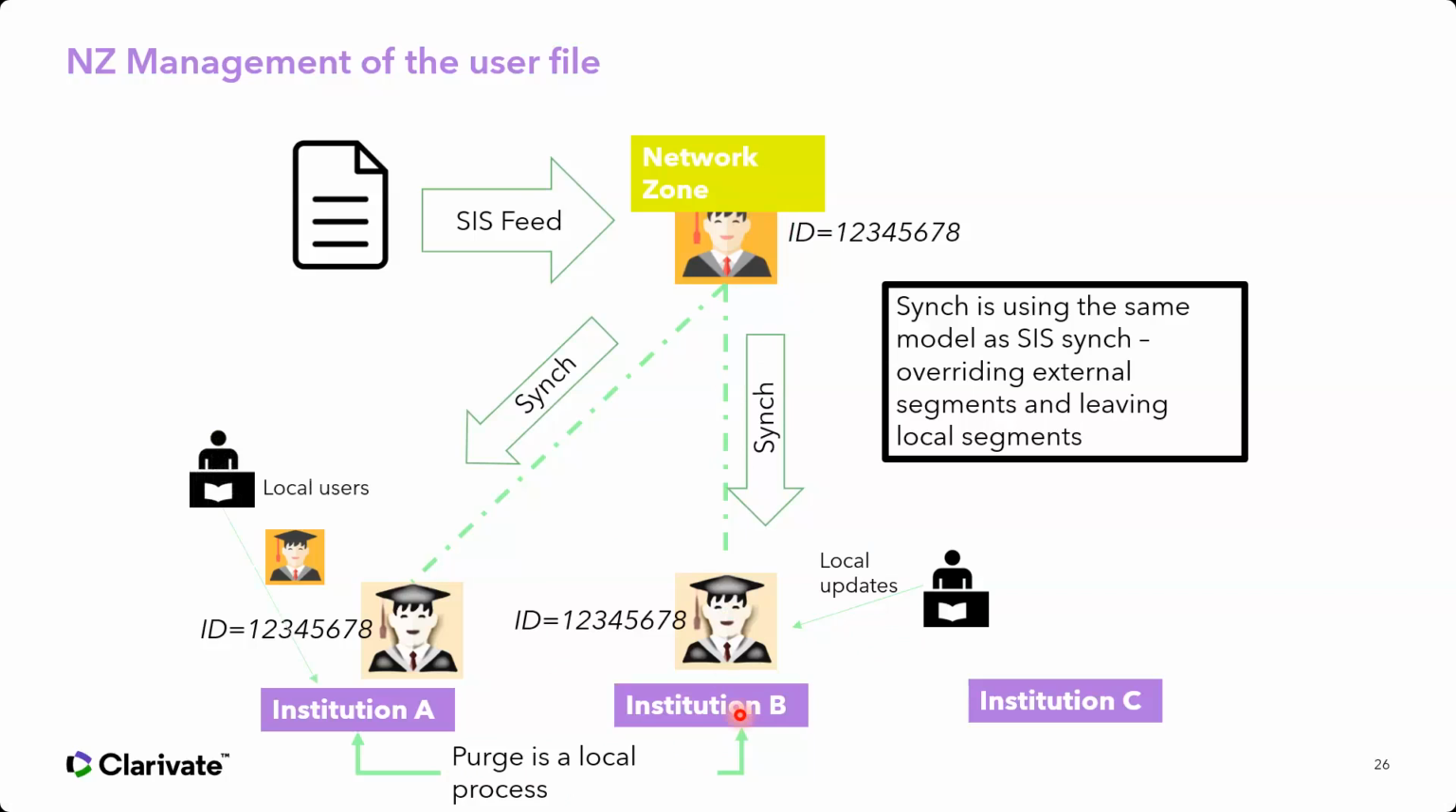And this does not prevent the institutions from being able to create additional local users. So at institution A, I can have a bunch of accounts that were copied over from the network zone and get updated from the network zone. They are all external accounts. But in parallel, the institution can have other internal accounts that are not coming from the network zone and are managed as internal accounts.